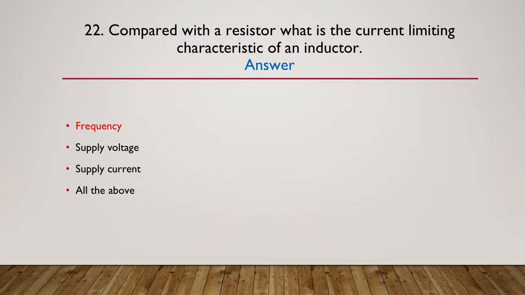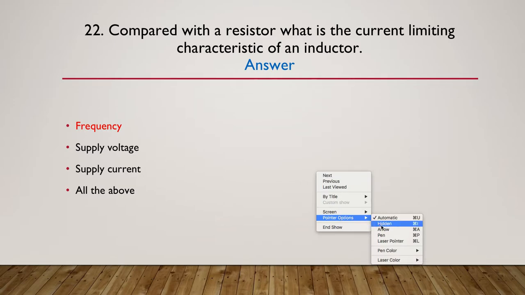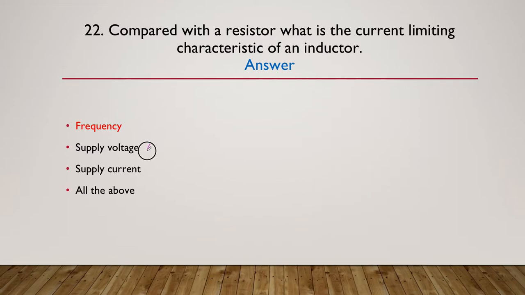The answer is frequency. So if you remember, the formula is 2 pi fL. So the only option we had there that would fit in that formula was frequency. Therefore, supply voltage could be eliminated, supply current could be eliminated, and it certainly was not all of the above. So even if you were just using process of elimination, they could all be eliminated, and the only one you're actually left with was frequency.